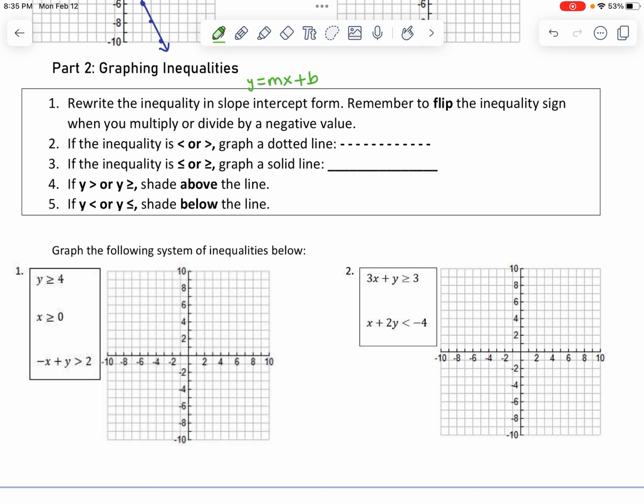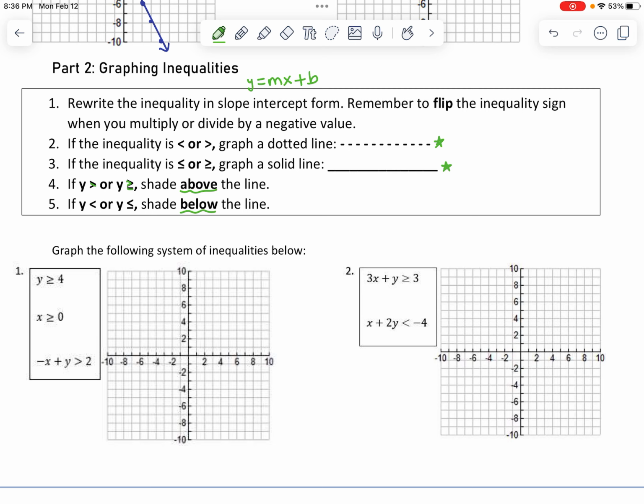Step 2, if the inequality is less than or greater than, we get a dotted line. But if the inequality in step 3 is less than or equal to or greater than or equal to, we get a solid line. After we graph the line, then we're going to shade for the inequality. If it says y is greater than or equal to, then we shade above the line. But if y is less than or equal to, we will shade below that line.